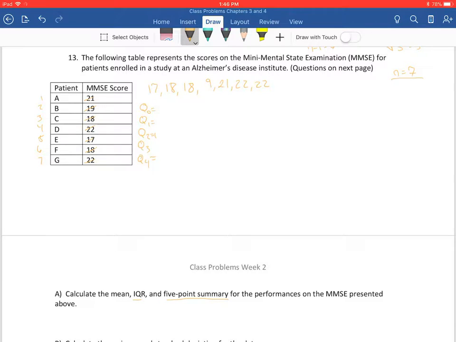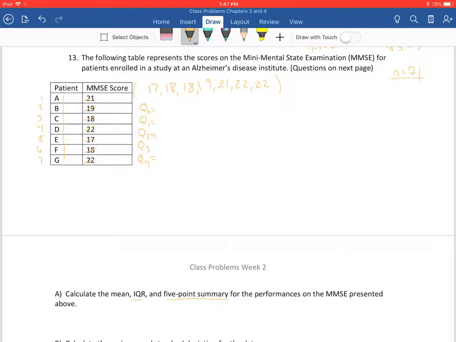I already have problem 13 built up a little bit for us to go over. The following table represents the scores on the Mini-Mental State Examination, MMSE, for patients enrolled in a study at an Alzheimer's Disease Institute. Here we have patients A through G, which I've renumbered 1 through 7, so our N is equal to 7. I've arranged the data in ascending order from lowest to highest to help us find our IQR and 5-point summary.